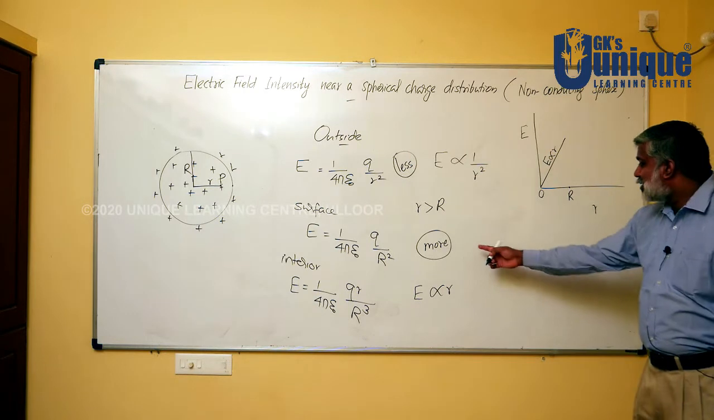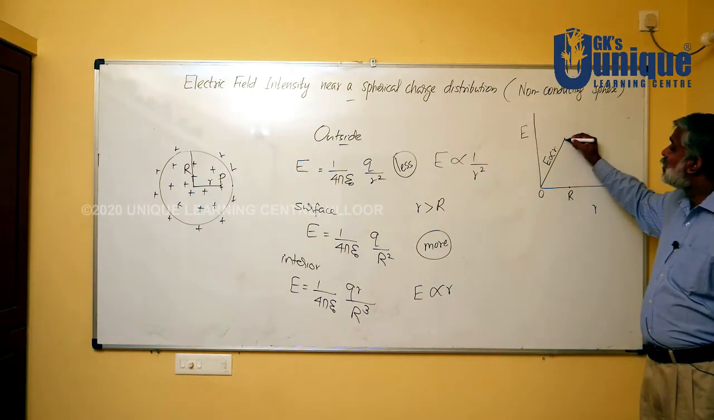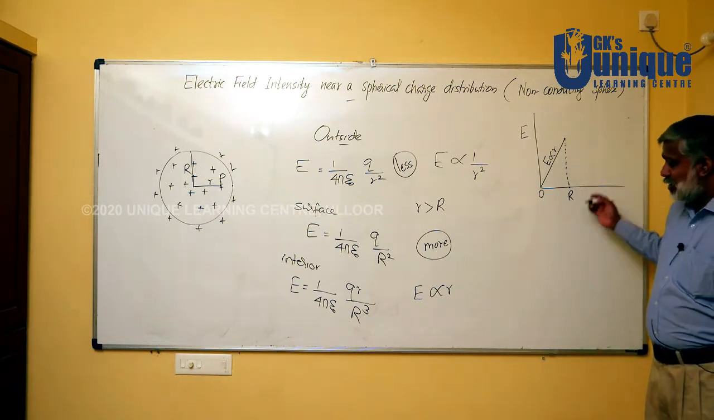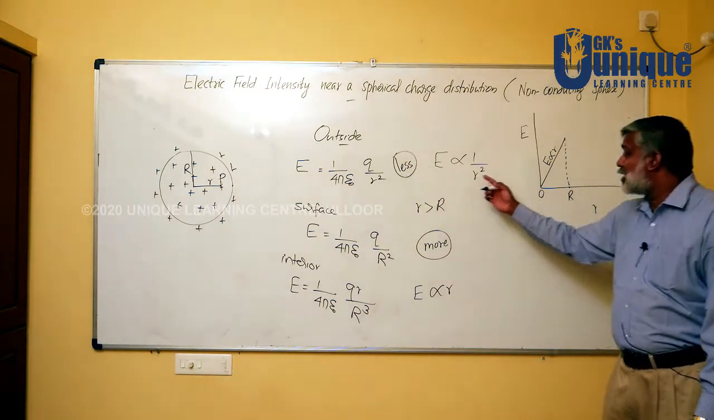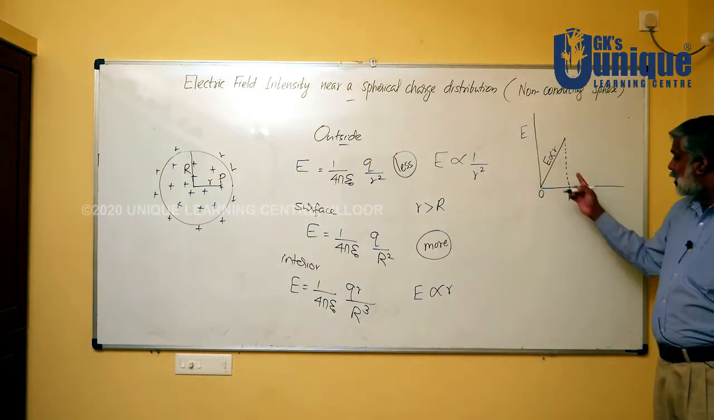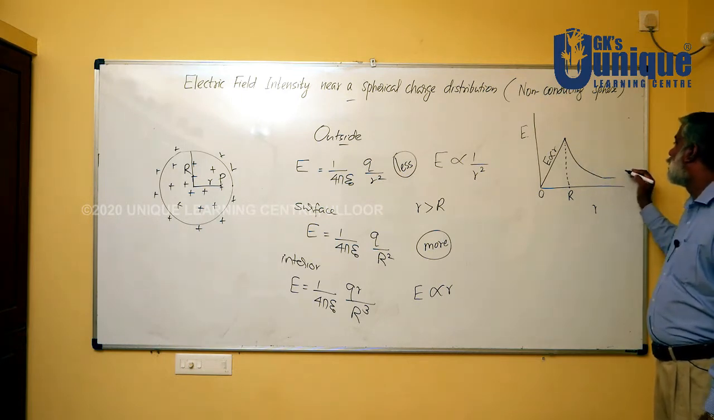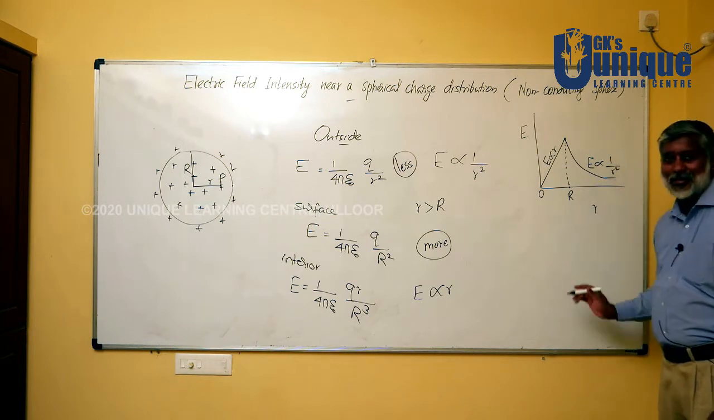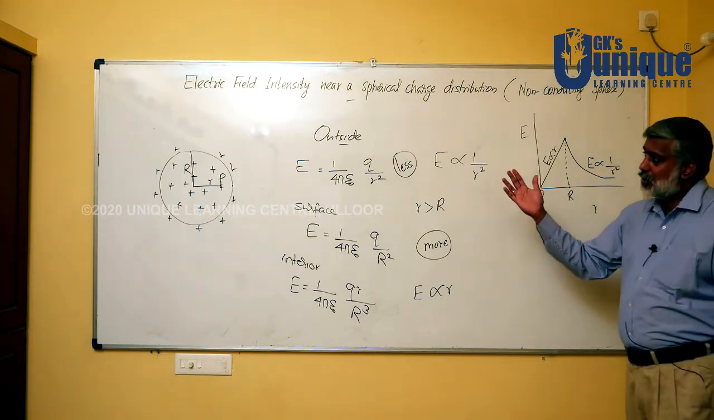Then on the surface, the electric field is maximum. Am I right? So the electric field is maximum. Where? On the surface. Okay. Then after that, outside, the electric field is inversely proportional to r square. So the graph connecting E and r will be like this. So here E is inversely proportional to r square. Am I right? So this is a graph, very very important graph. So you keep in mind.